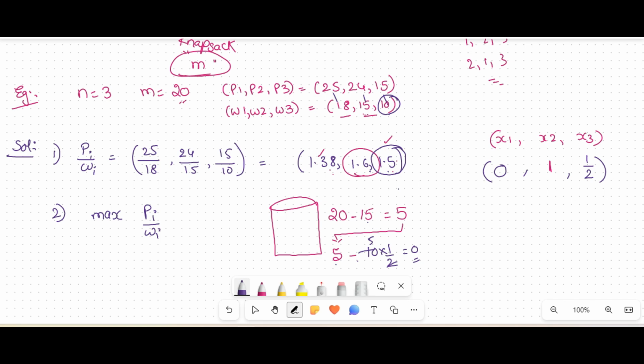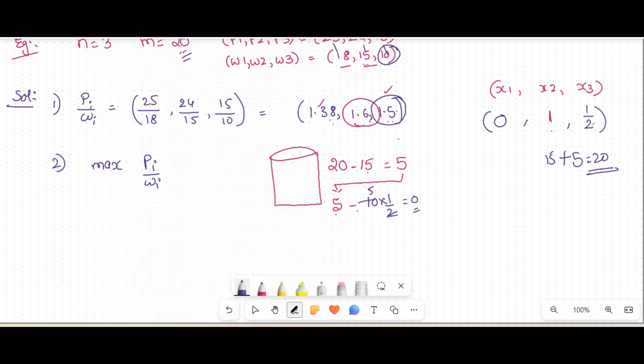Now see what happened here. x1, x2, x3. We have not added the first object. The second object we have added. The capacity is 15. Plus the third object we have added, but half only. 15 plus 5, 20. Here it is 20. Now the knapsack is full. The knapsack constraint here is satisfied.